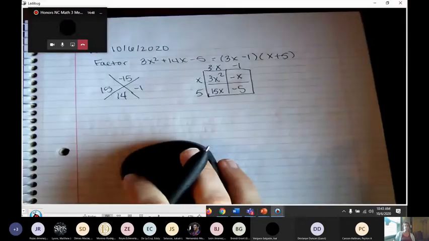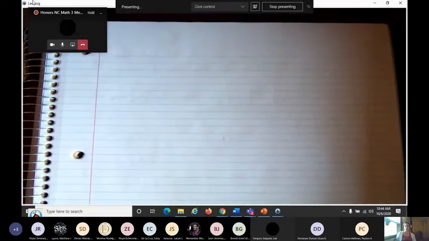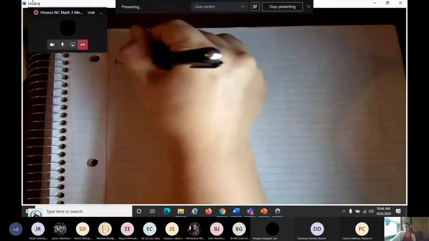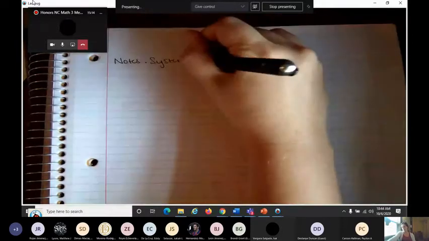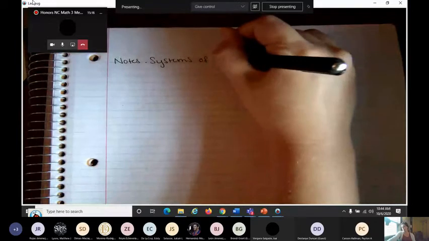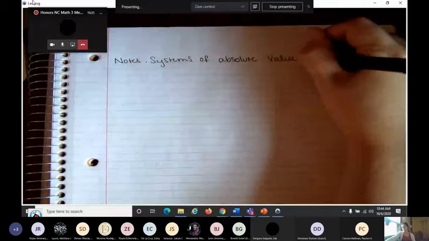Okay, so today's notes are going to be handwritten on notebook paper, so you don't need to print anything. For some reason, I don't have the notes posted from the last class I taught, but I'll try to go slow enough so that you guys can keep up. So today we are taking notes on systems of absolute value inequalities.